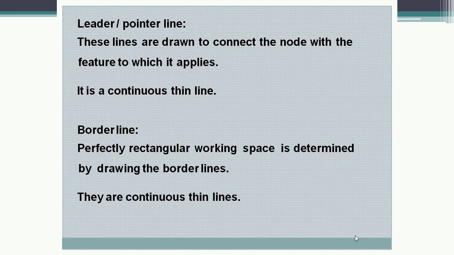Then the leader or pointer line. Basically these lines are drawn to connect a note with the feature to which it applies. It is a continuous thin line. Then after that the border line. The perfectly rectangular working space is determined by drawing the border lines. They are continuous thin lines.